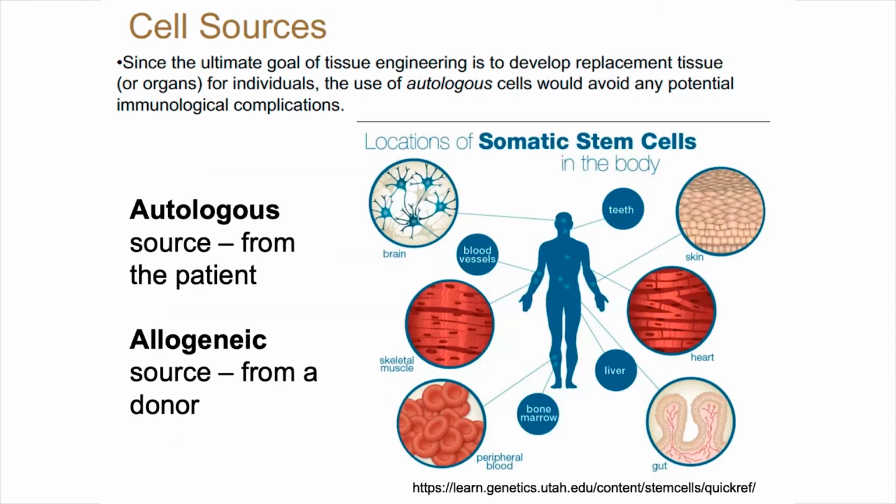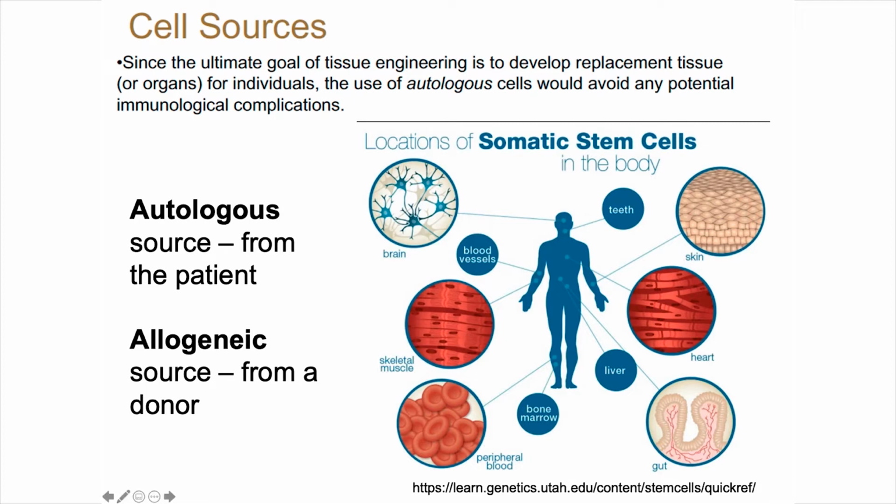Where do these cells come from? Well, most tissues in your body have stem cells. They have adult stem cells that are waiting for injury. They're waiting to be activated. And when we talk about using stem cells for transplantation as a clinical therapy, there are really two issues that we take into consideration.